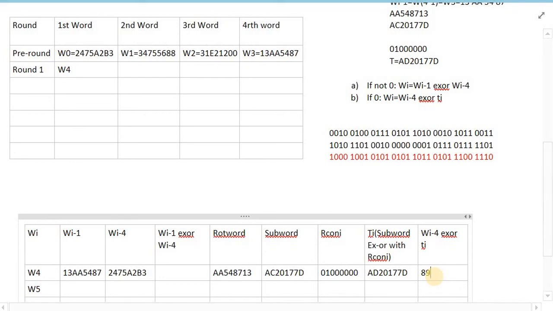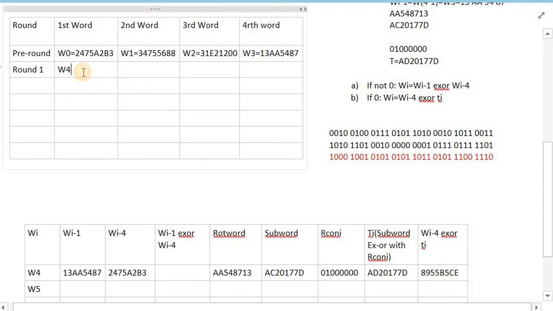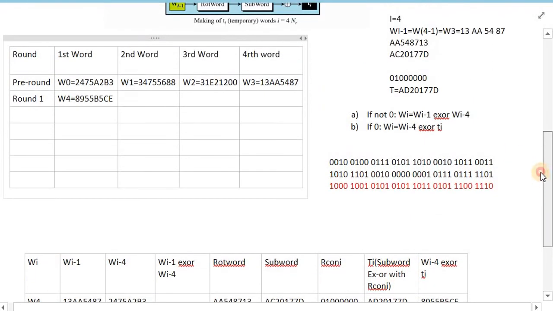5, then again 5, 1 0 1 1 is B, 5, then it is C, and this is A. So my W4 value is 8955B5CA. Right here W5 value is 8955B5CA. So now the W4 is finished.